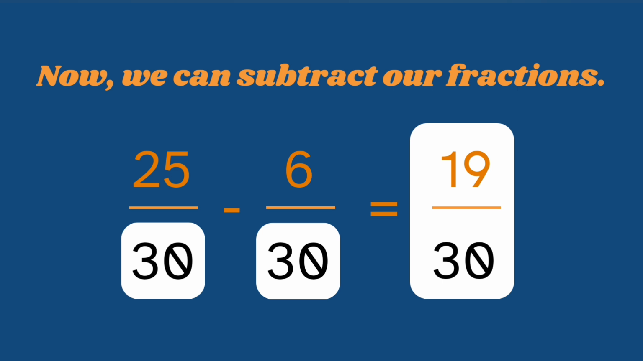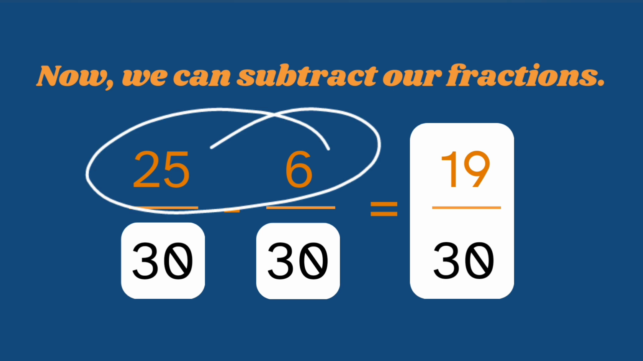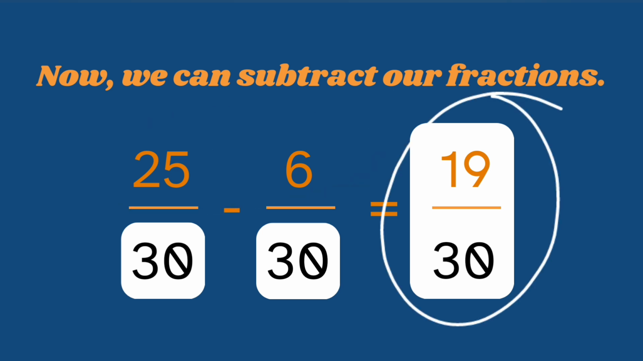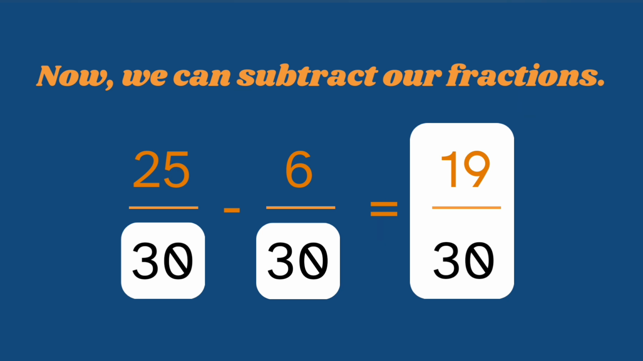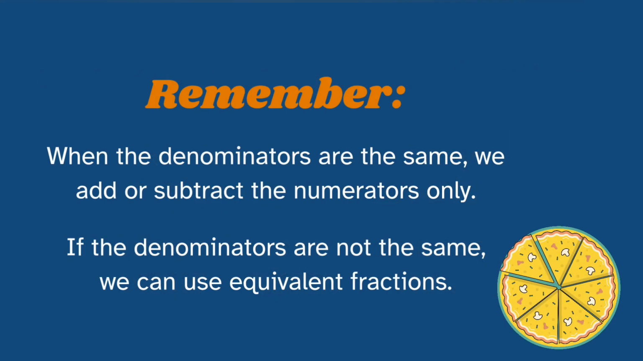Now what we have to do, once the denominators are the same, subtract the numerators and keep the denominator unchanged. Then check the result whether it can be simplified or not. If yes, then you have to simplify it. If not, then you have to keep it as it is. Here what you have to remember: when the denominators are the same, we add or subtract the numerators only. And if the denominators are not the same, we can use equivalent fractions.